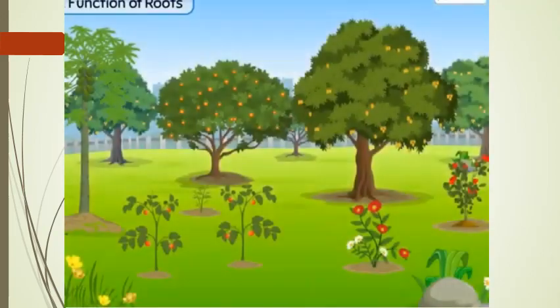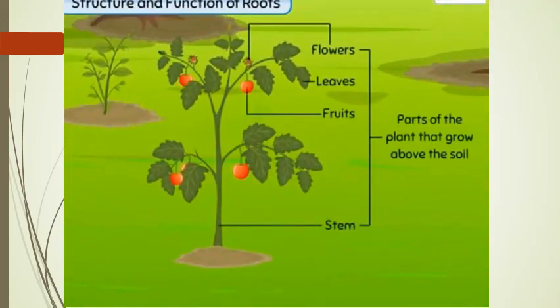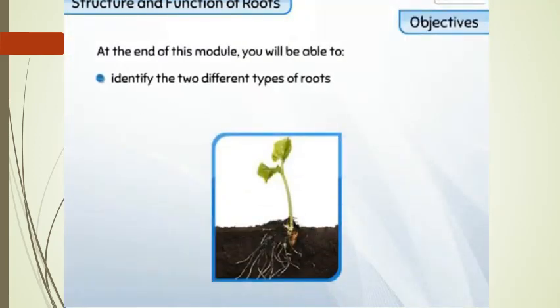When we look at most plants around us, we see the parts of the plant that grow above the soil. So there is some part because of which plants are able to stand firm, and this part is called a root, which mostly remains under the ground. There are two main types of roots seen in plants.